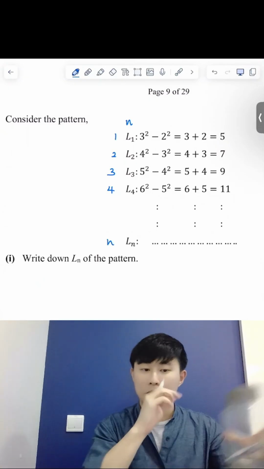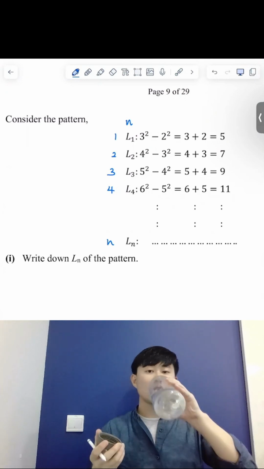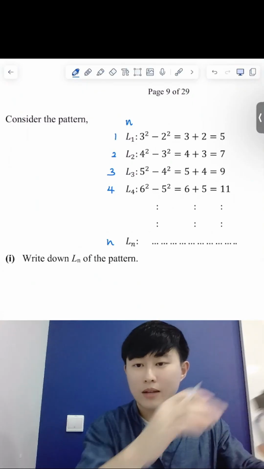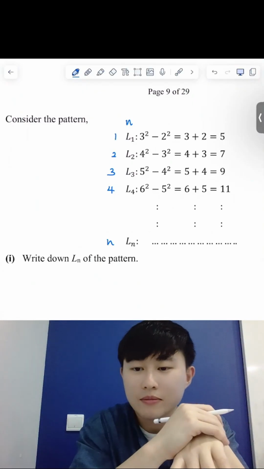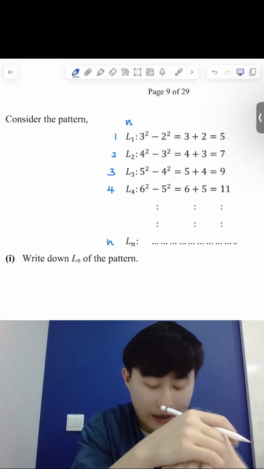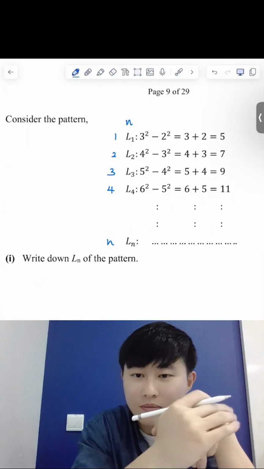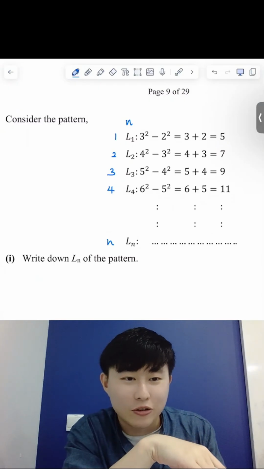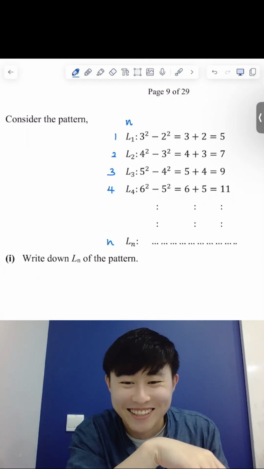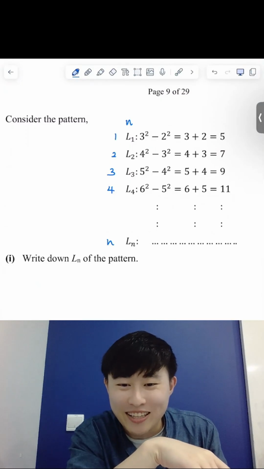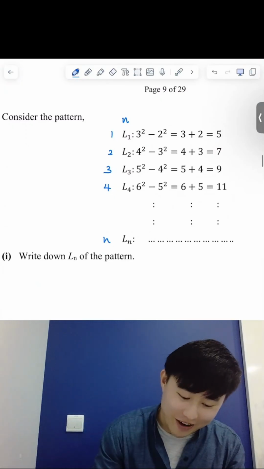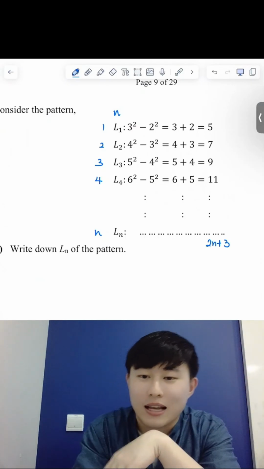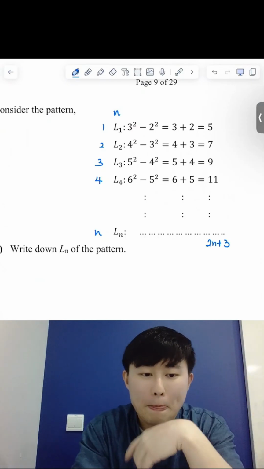Anyone? Anyone can figure out anything? Okay, this question is a bit scary, right? Because got so many numbers there. Anyone? 2n plus 3. Wow, so fast, 2n plus 3. Okay, 2n plus 3 is the final thing. But how do I write at the start? Because I cannot simply just write 2n plus 3, right?